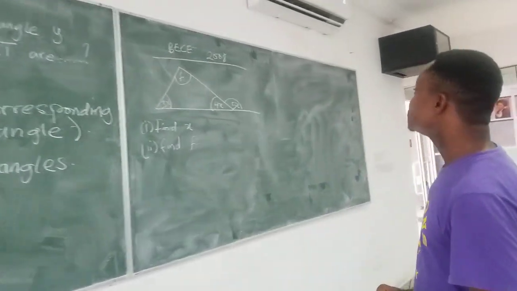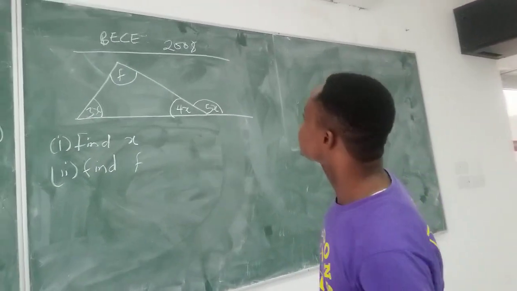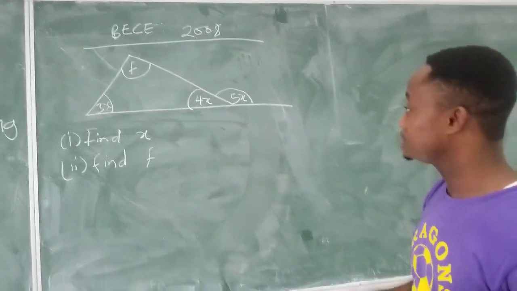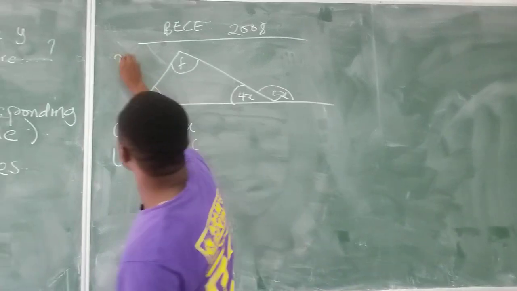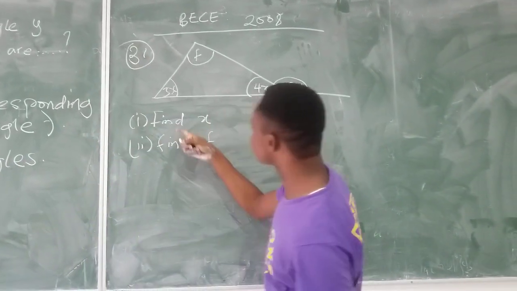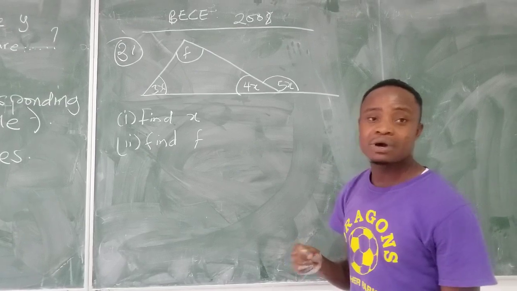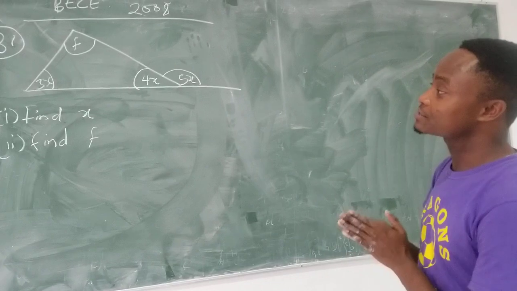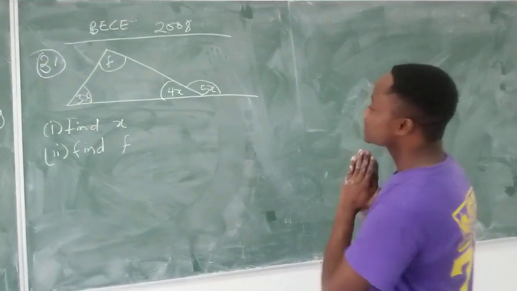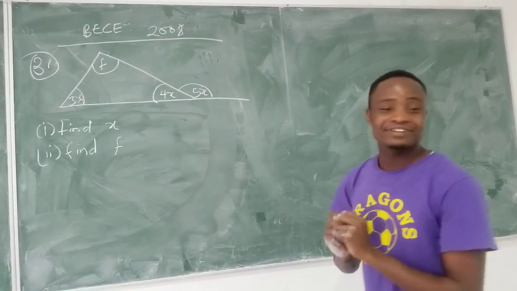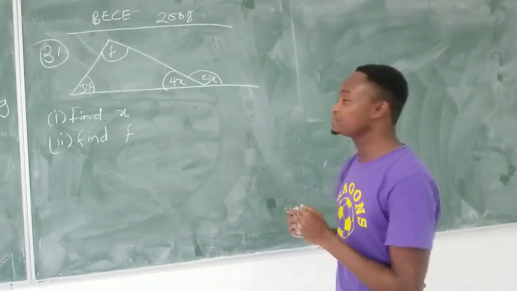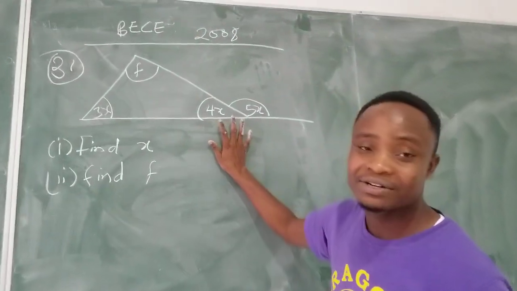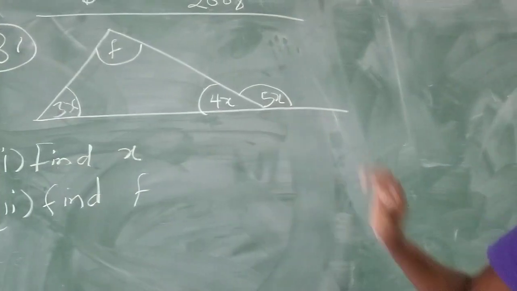Okay, now let's move to this. This is BECE question 31, 2008 actually. We have been asked to find, first of all, x. So how do we get our x? We are going to use the property of angles formed in either a straight line or a triangle. It depends on how quickly you can compute this. First, let's use angles on a straight line because this will be much easier.